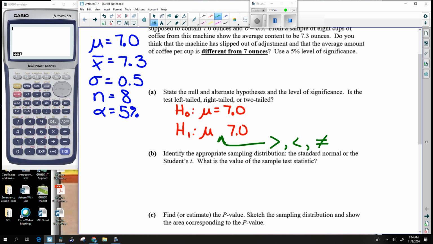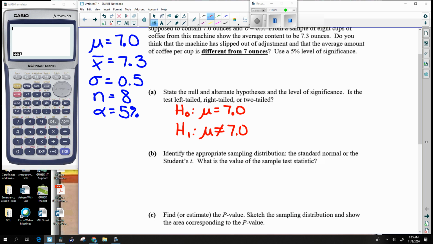A lot of times it'll ask, is the average now more than 7? Or is it less than 7? Is it different from 7? Something like that. And I see that it is different from 7 ounces. So that doesn't necessarily mean that we want our average to be bigger or smaller, but rather not equal to. It could be bigger, it could be smaller, but as long as it's quote unquote different, that means not equal to.